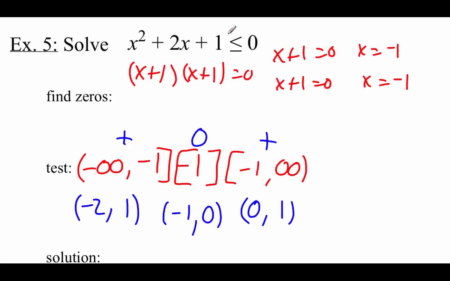Since we were looking for where this was less than or equal to 0, the only thing we've got as an answer then is this negative 1 interval, since that's the only place we ended up with 0 as an answer. So we just get negative 1 as our singular answer.